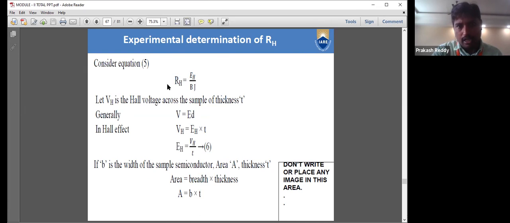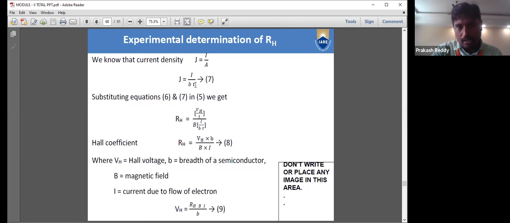Consider equation 5, R_H equals E_H by B J. By taking the thickness and area, I'm going to write down the equation for E_H as well as current density J. So E_H equals V_H by t, because we know the potential V equals E into d. Here d is nothing but the thickness of the sample. After that, area equals breadth into thickness. So current density J equals I divided by b into t. By substituting in R_H equals E_H by B J the expressions V_H by t and I by b into t, I'm going to find the equation for V_H.